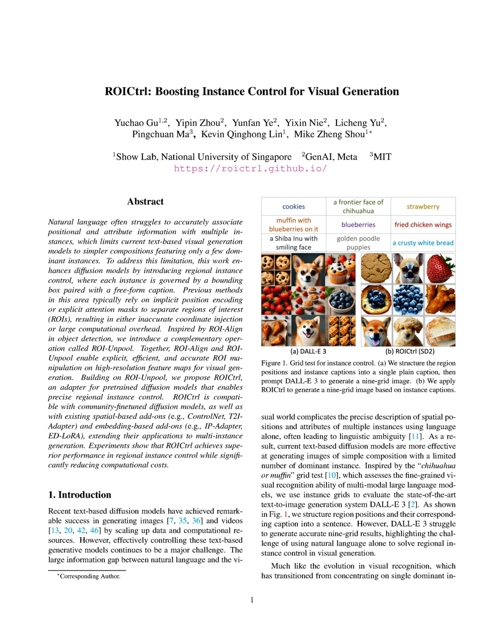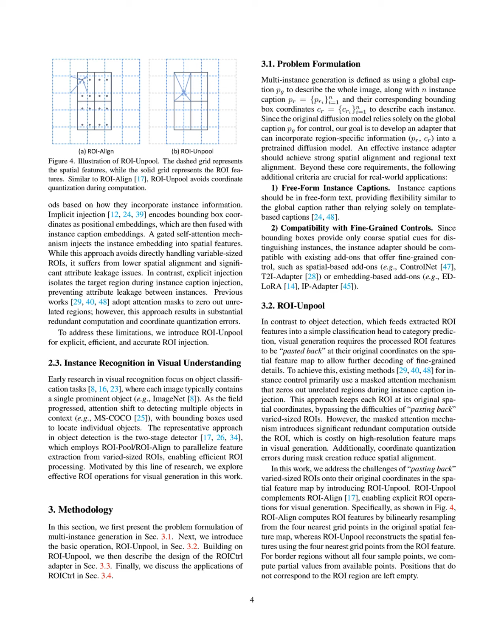In an image generation task using ROICtrl, consider the scenario where we want to generate an image of a park scene containing a red ball and a blue teddy bear. First, we provide a global caption, such as "a sunny day in the park," which describes the overall composition. Next, we define instance captions for each object, "red ball" for the ball and "blue teddy bear" for the teddy bear, along with their corresponding bounding box coordinates that specify their locations in the image.